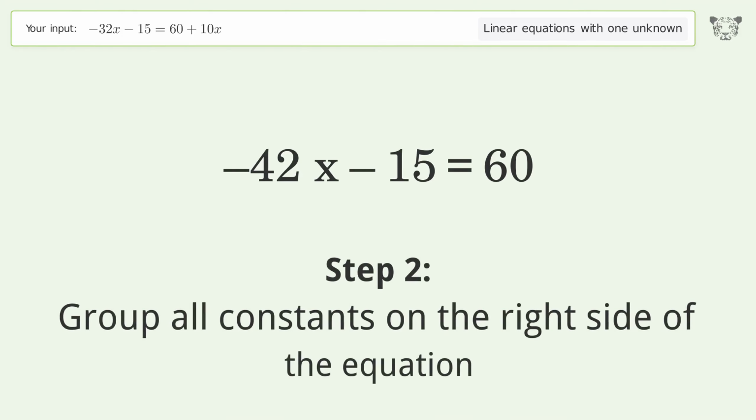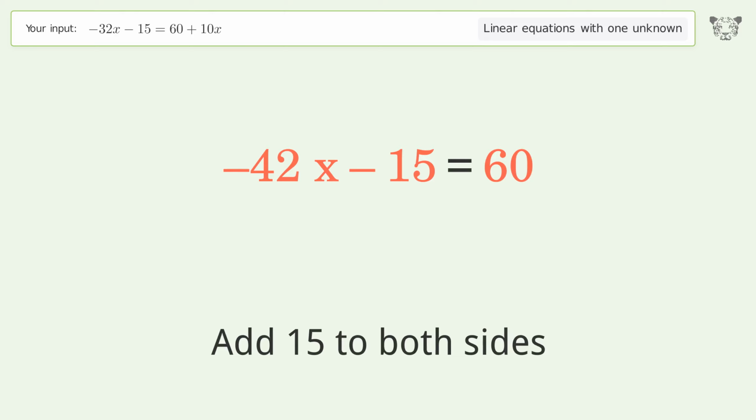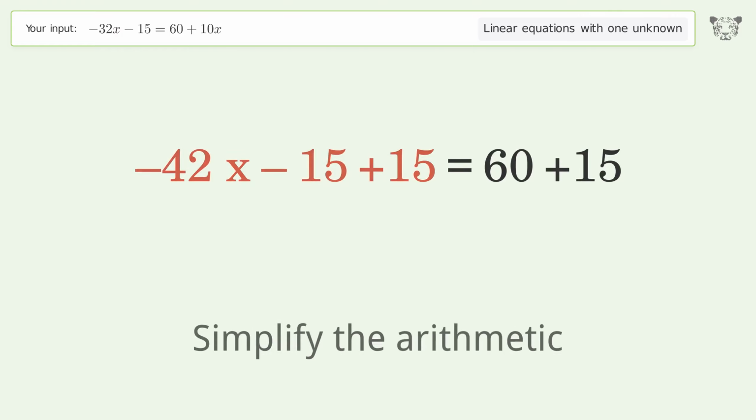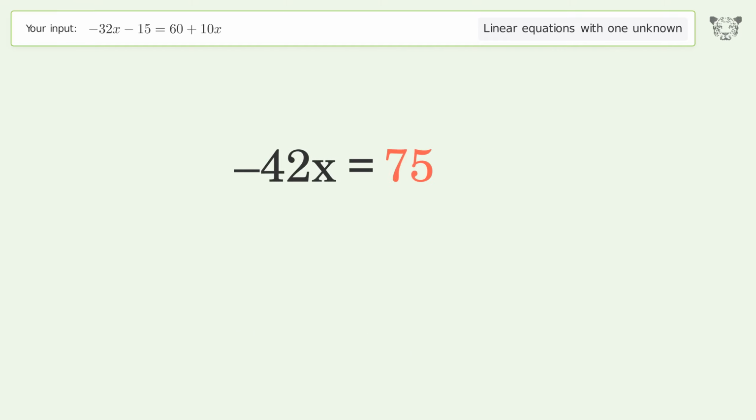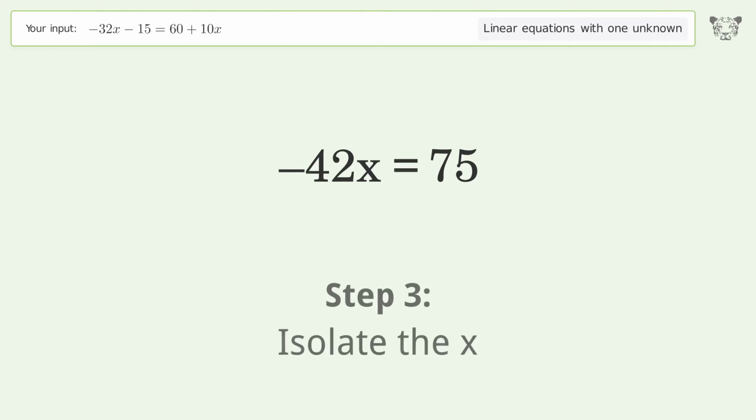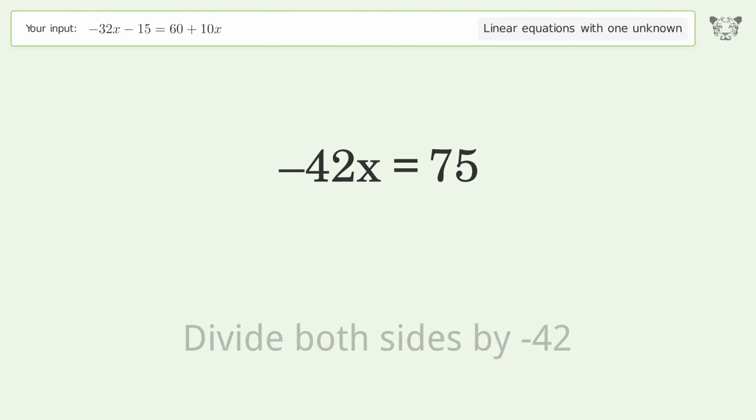Group all constants on the right side of the equation. Add 15 to both sides. Simplify the arithmetic. Isolate the x. Divide both sides by negative 42.